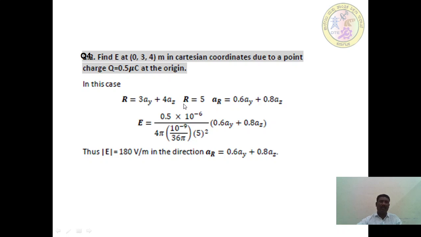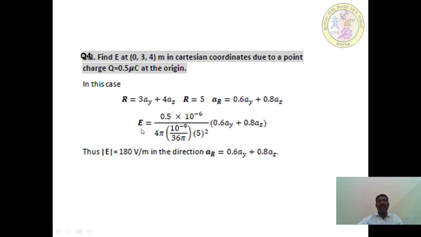Now the magnitude of r is equal to 5. The value of ar is equal to r divided by magnitude of r. Here, the magnitude of r is 5, that is, 3 square is 9, 4 square is 16, 9 plus 16 is equal to 25, root 25 is equal to 5. See, this ar value is 0.6 ay and 0.8 az.